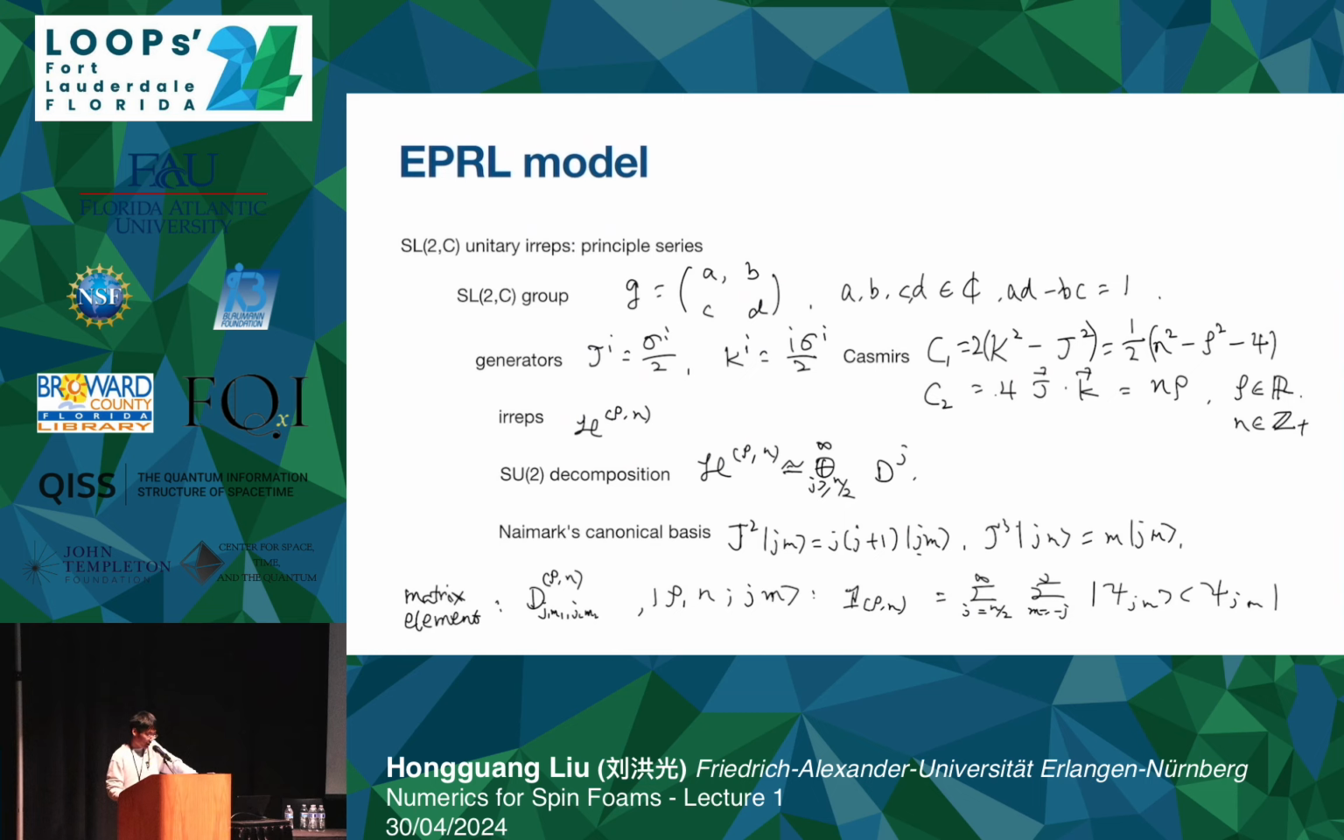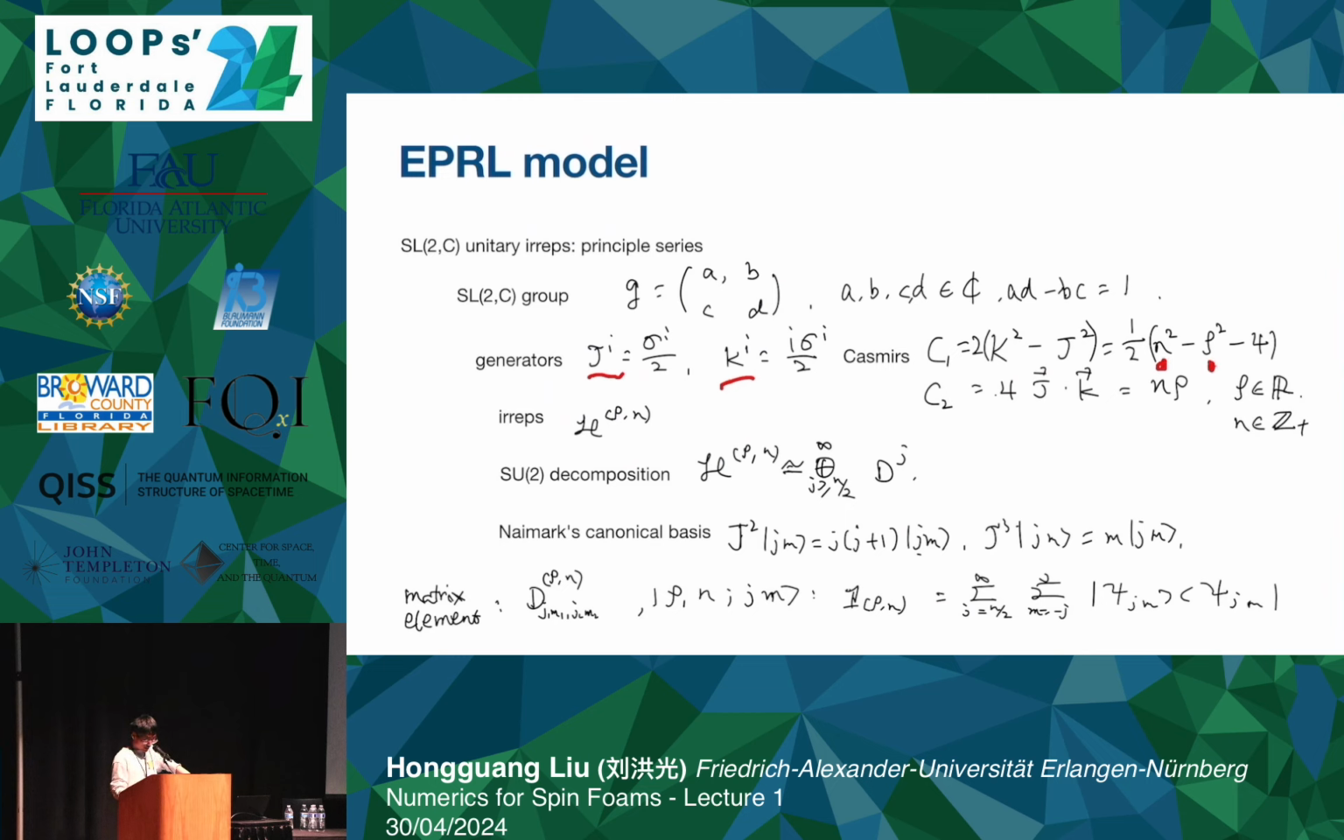You have the spin representation. It's not a unitary representation. The unitary representation of SL(2,C) is given by the so-called principal series. What is the principal series? So you see SL(2,C) has 2 Casimirs. Of course, the SL(2,C) generators are given by J_i, which is rotation, and K_i, which is boost. And it has 2 Casimirs labeled by 2 variables n and rho.